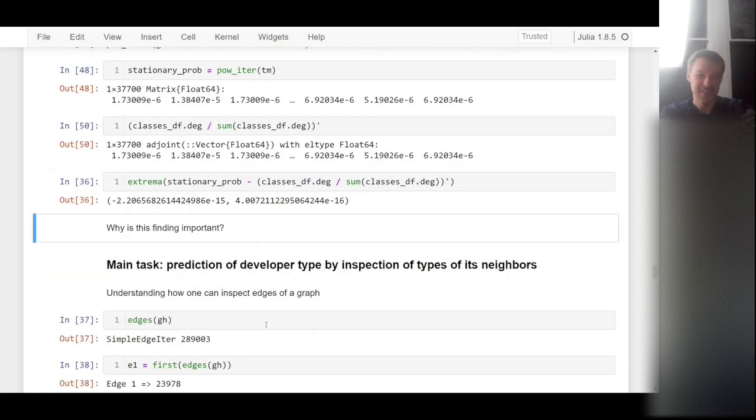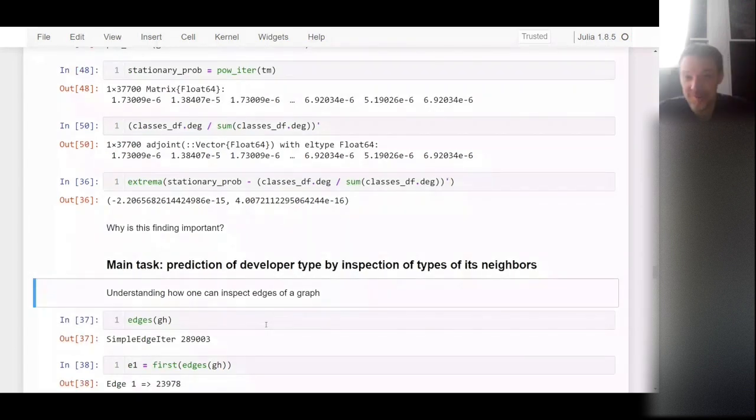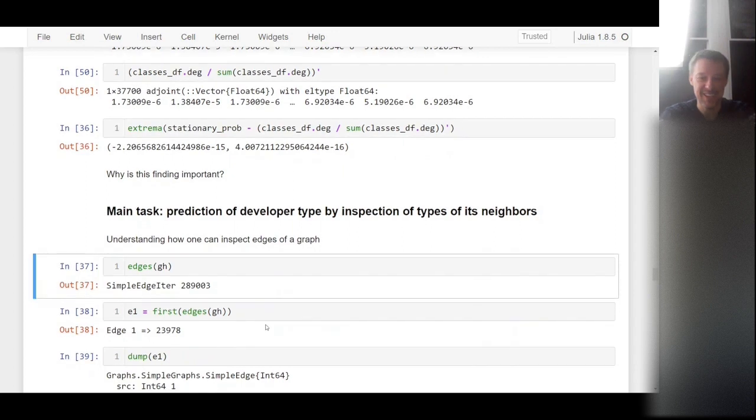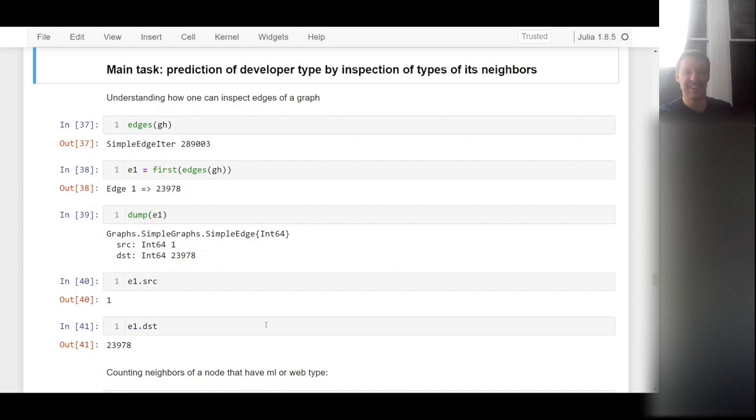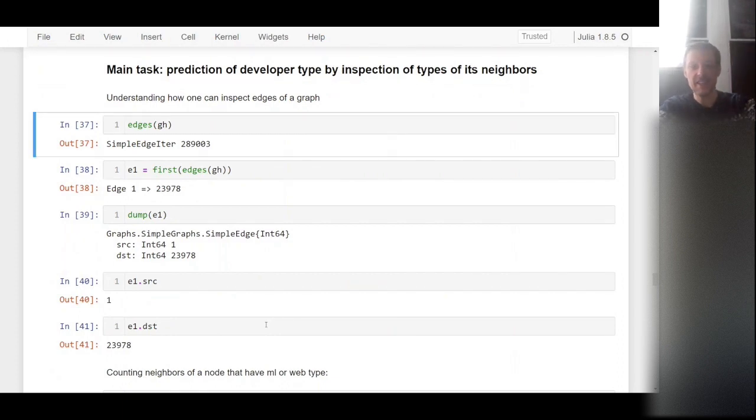Okay. So maybe the other task I will show you could make you rich in the future if money is what you seek, because there are other things that people can look for in life, but probably money does not hurt. So the other task we will discuss is prediction of type based on the types of my neighbors. What we need first is to understand how I can iterate over edges of the graph, and this is pretty simple.